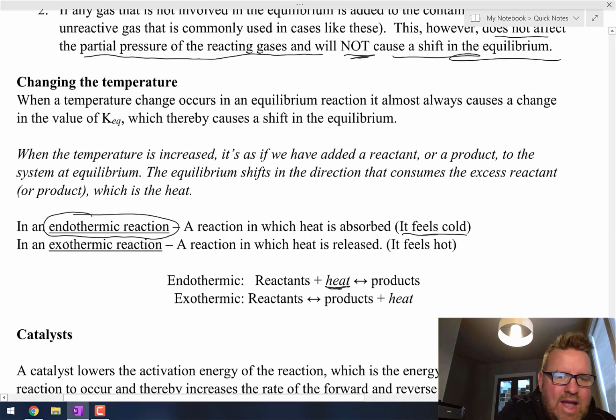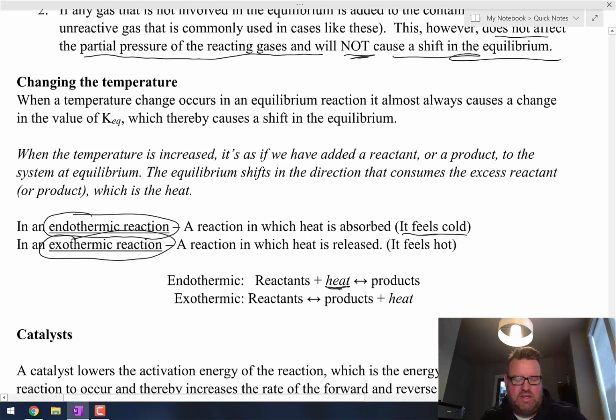In an exothermic reaction, it's releasing heat. And that's when you feel it. You go, oh man, that reaction, that's hot. It feels hot because it's releasing energy.